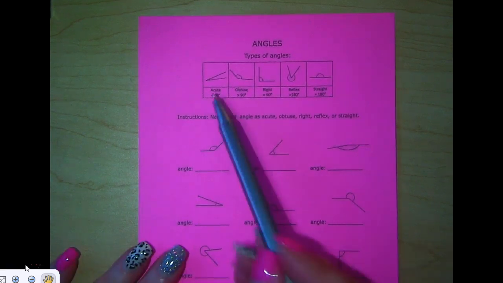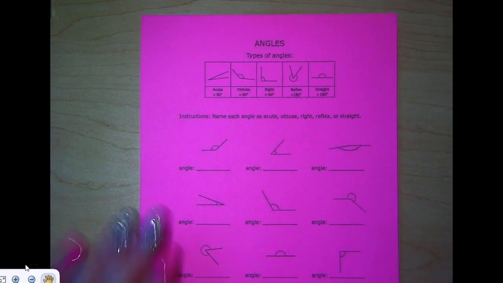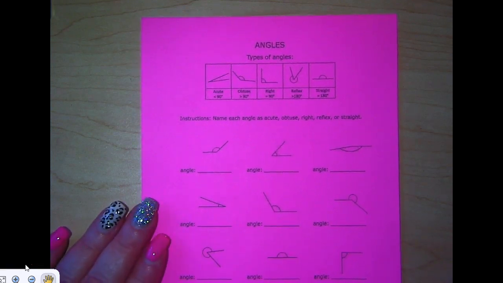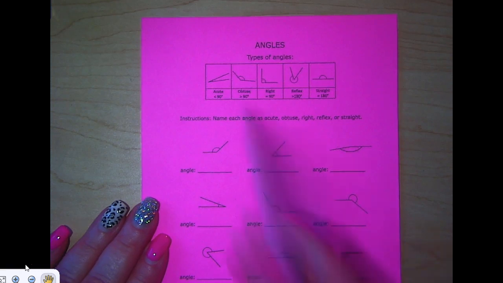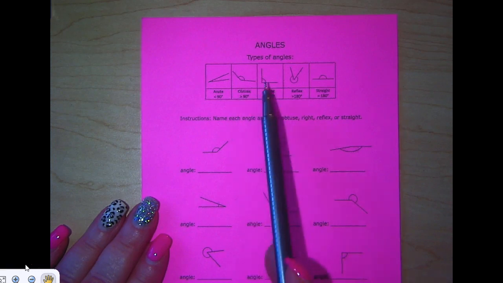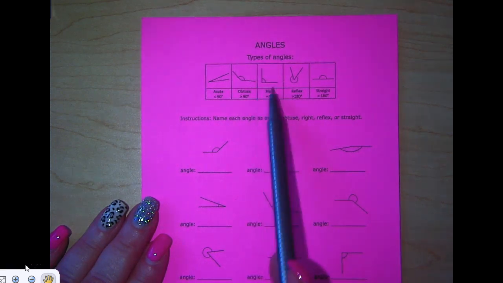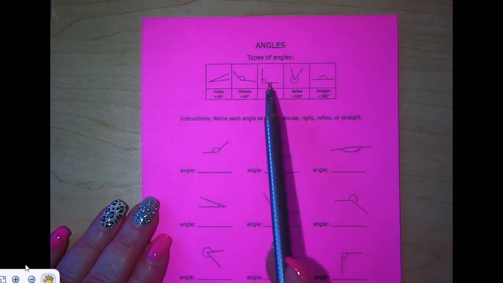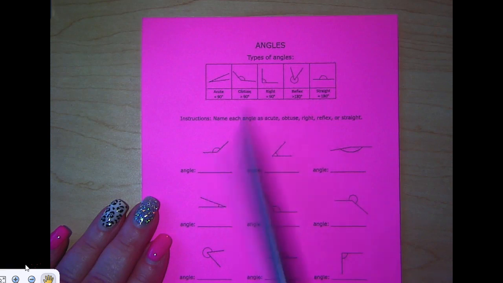This is an acute angle. What makes an acute angle acute? What's the definition of an acute angle, Alexis? Less than 90 degrees. And 90 degrees does what? It makes a straight corner. It's a right angle. So acute means it is smaller than a right angle.